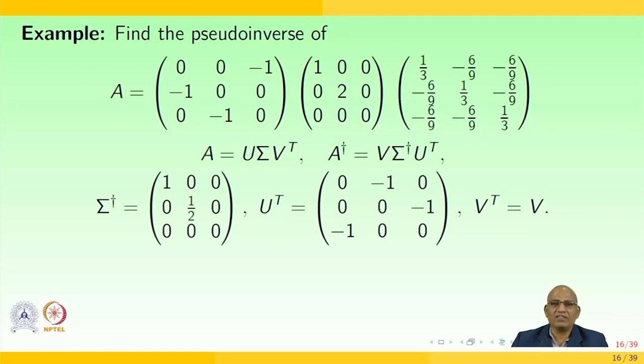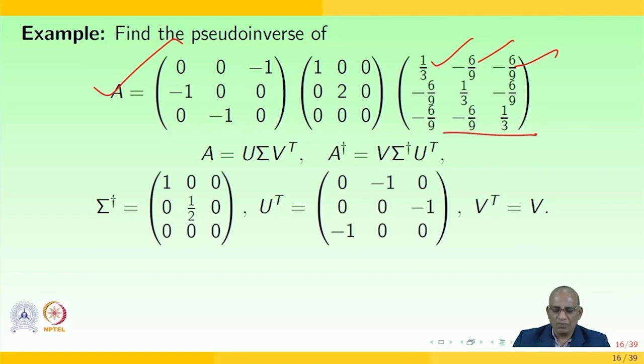So we can see some example based on this assumption. Let us say you want to find out the pseudo inverse of a matrix A. So this is the matrix given to me. Now by using this algorithm, I will multiply with 1, 0, 0, 0, 2, 0, 0, 0, 0. And this A is 1 over 3, minus 6 by 3, 6 by 9, minus 6 by 9. This is the matrix.